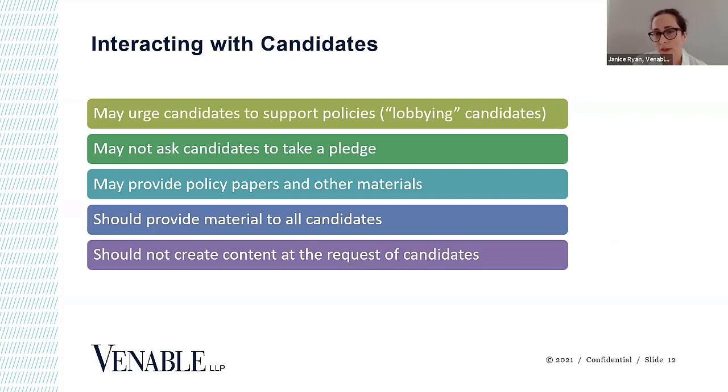So what can you do with candidates? You can urge candidates to support policies. So essentially you can lobby candidates. You should not ask candidates to take a pledge. So you should not ask them to commit to supporting your issue if they are elected, because the IRS views that kind of activity as an activity that supports or opposes a candidate in their election. You could provide policy papers and other materials to the candidate about issues, but you should provide that material to all candidates equally, and you should not create content at the request of candidates.